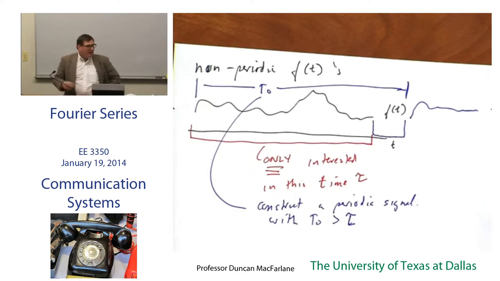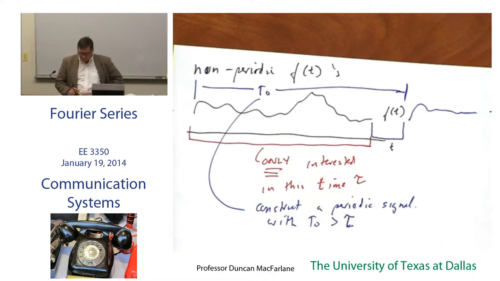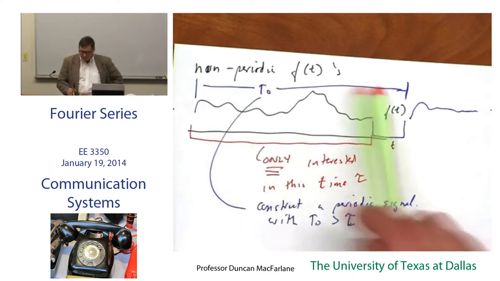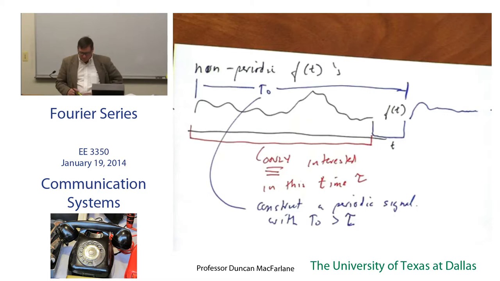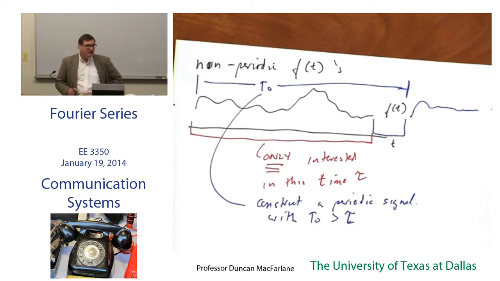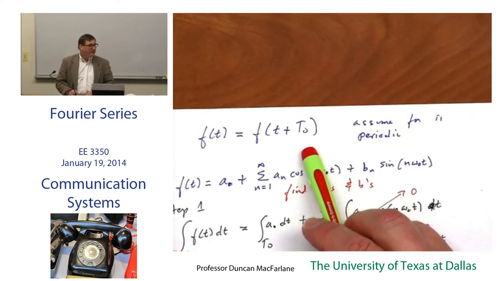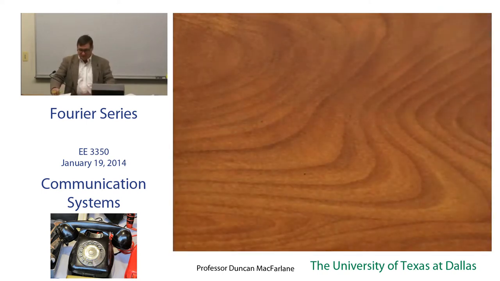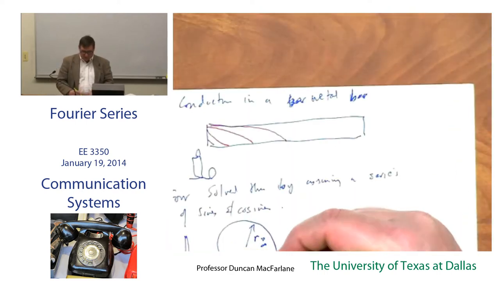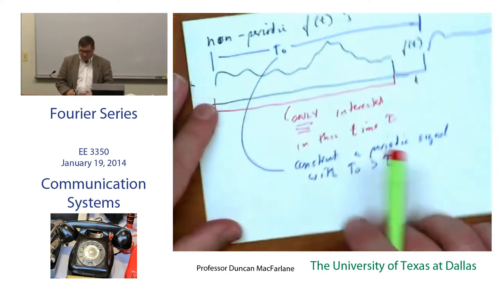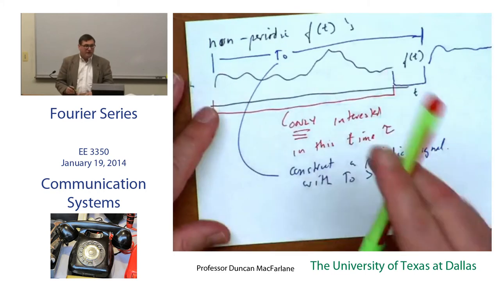So I've cleaned things, making them a little bit better, a little bit more focused. If I have a period of time, capital tau, and I construct a periodic signal with a period larger than tau, then I'm right back onto page one. And my solution is only valid over this time.